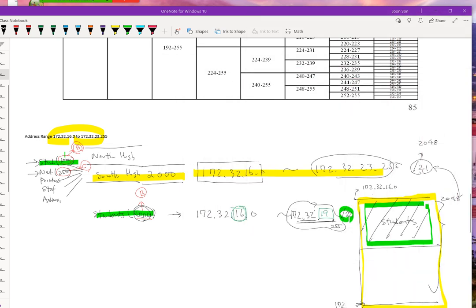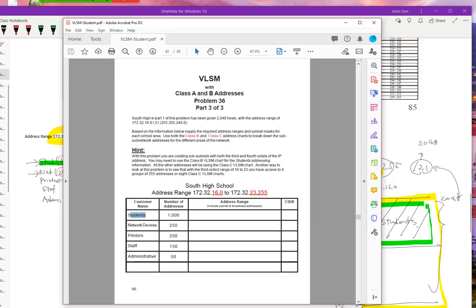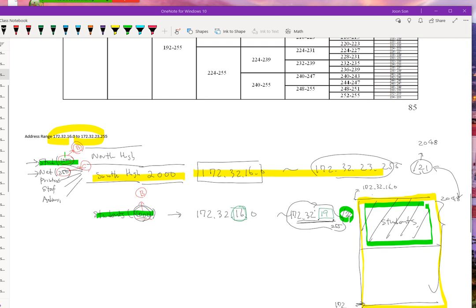Okay, so that's the student network. And then the next one is what? Network devices. The requirement is 250. Okay? Since the requirement is 250, I have to use a Class C network, so I have to use a Class C chart, the VLSM chart.